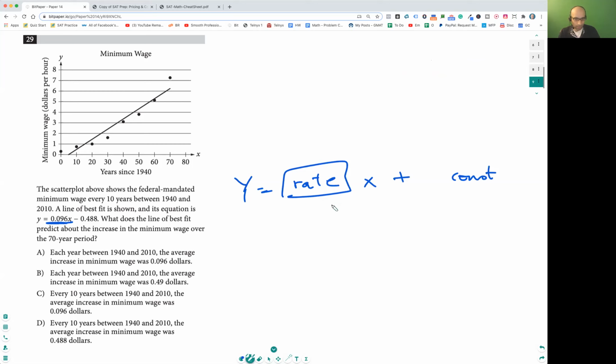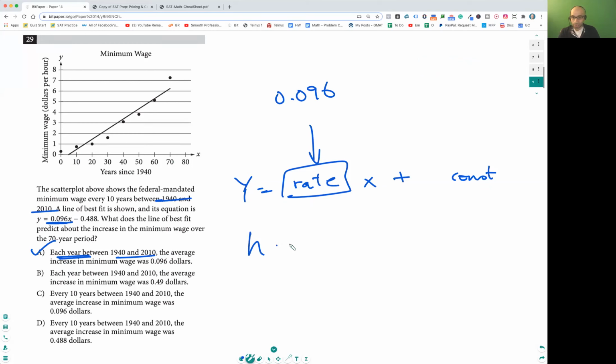It's easier. Okay. So anyway, this one is y is equal to rate times x plus constant, and that's the rate. And that's just basically given to you, right? 0.096. So each year, from all of the sample data, the average increase is 0.096. That's it.